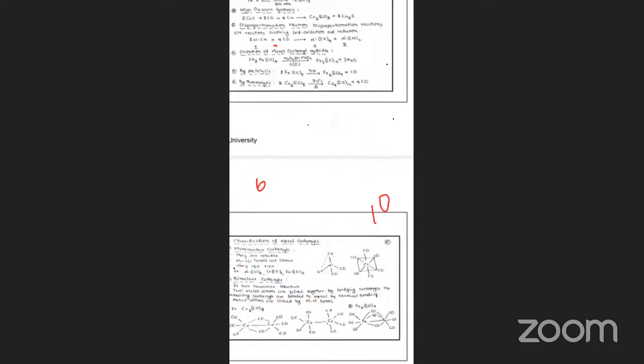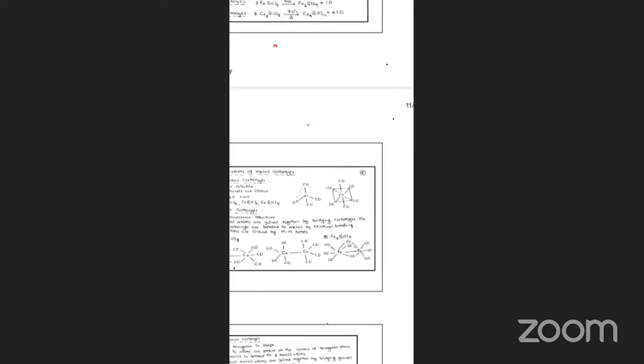As the number of metals increases, the number of metal-metal bonds also increases. So here binuclear carbonyls are also there: Mn2(CO)10 and Co2(CO)8. Next, another complex is there: Fe2(CO)9, and Mn2(CO)10. Different types are there.